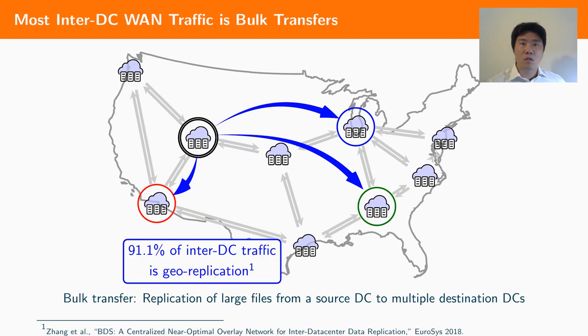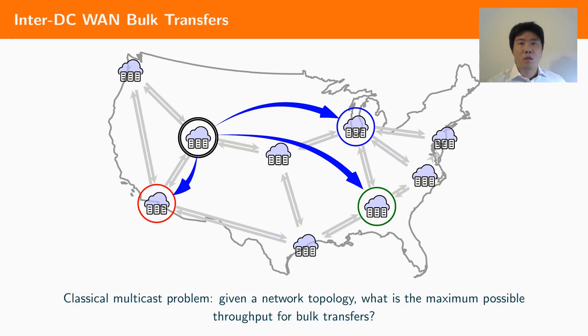So what does inter-datacenter traffic consist of? A recent study shows that 91.1% of the inter-datacenter traffic is geo-replication, which replicates large files from one data center to multiple ones. We refer to such replications as bulk transfers. Therefore, over existing fiber infrastructure, we are interested in the classical multicast problem. Given the network topology, what is the maximum possible throughput for bulk transfers?